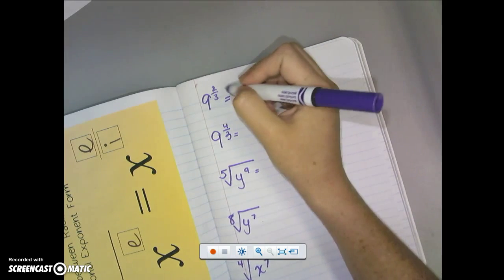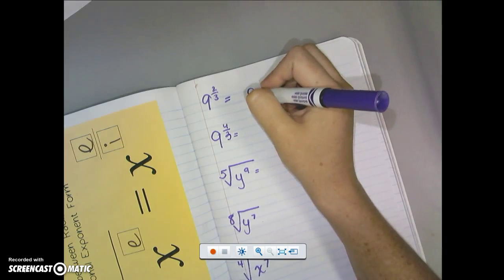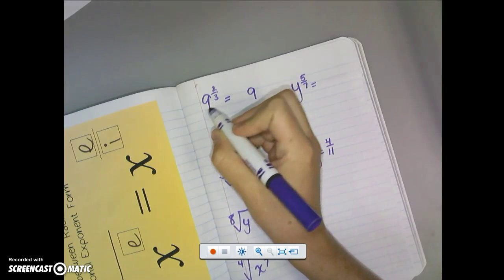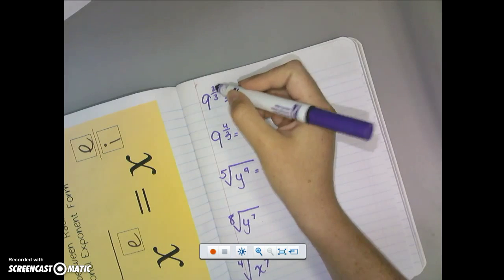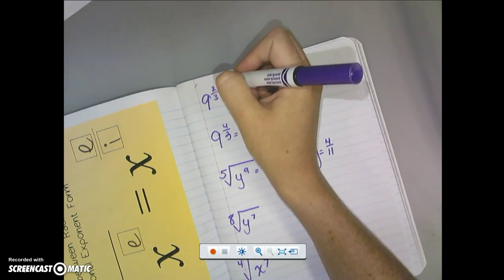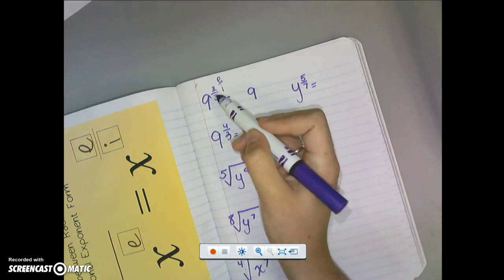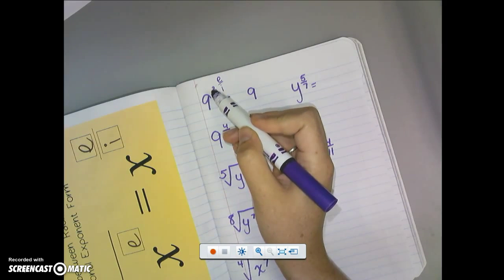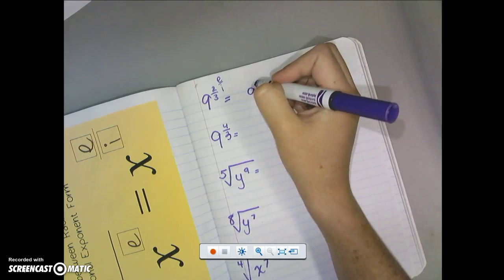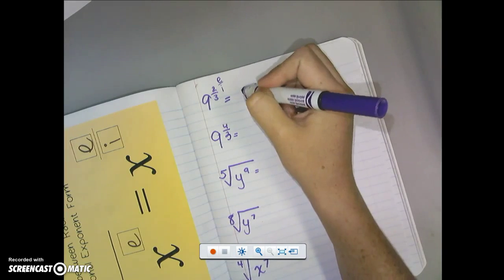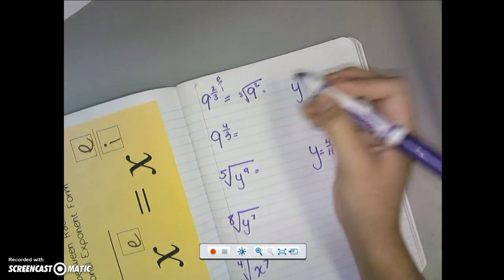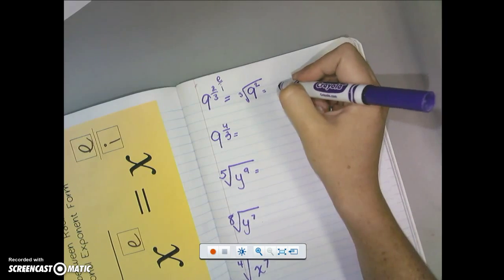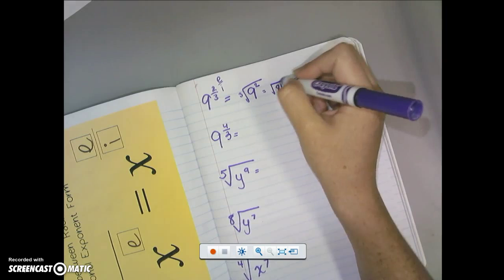So remember, 9 is always going to be our radicand. Whatever your base is, that's your radicand. And then, remember, it's E-I. So 2 is going to be my exponent, and my index is going to be 3. So what I know, and then I can evaluate that. 9 squared is 81, so cube root of 81.